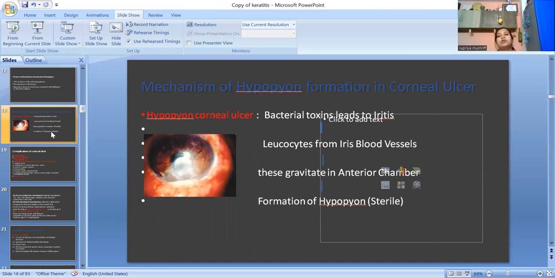The mechanism of hypopyon formation in corneal ulcer is that, first, bacterial toxin leads to iritis. This causes leukocytes from the iris blood vessels to gravitate into the anterior chamber, and thus formation of hypopyon occurs, which is sterile in nature. Whereas in fungal corneal ulcer, the hypopyon is not sterile. I will be telling about this in my upcoming slides on fungal corneal ulcer.